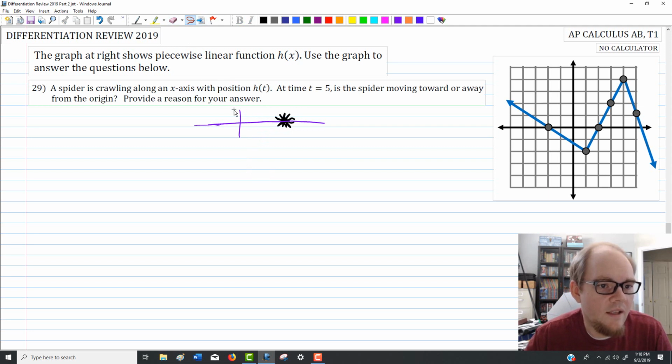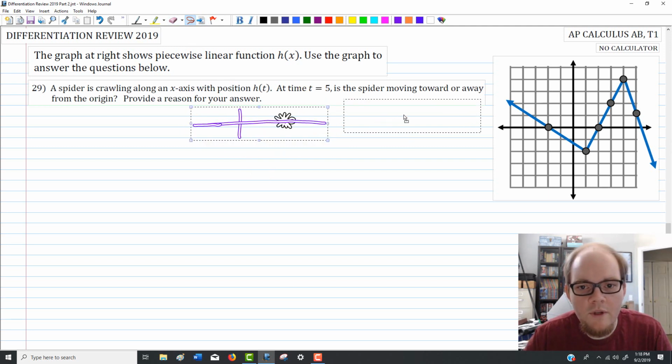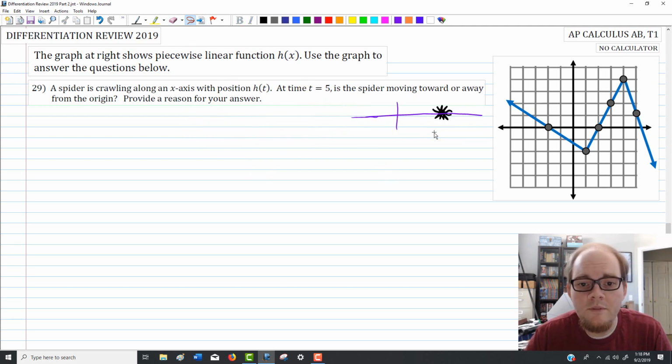So this is a very classic question type, asking you to interpret both where the spider is and what direction he's going. Because think about it. If the spider is moving to the right, he might be moving away from the origin. But if he's on the left side of the origin, then moving to the right moves him towards it. So it's really relevant for us to figure out both pieces of information here. So definitely a challenging question.